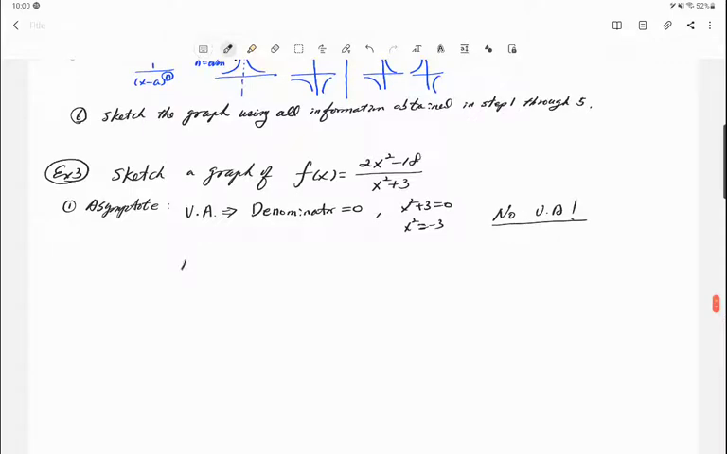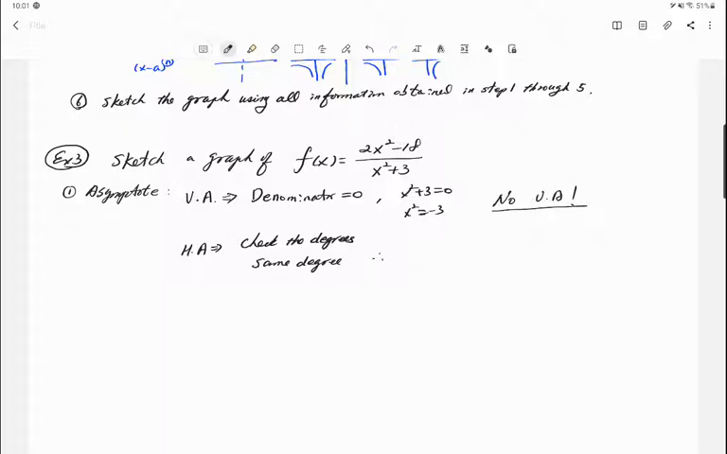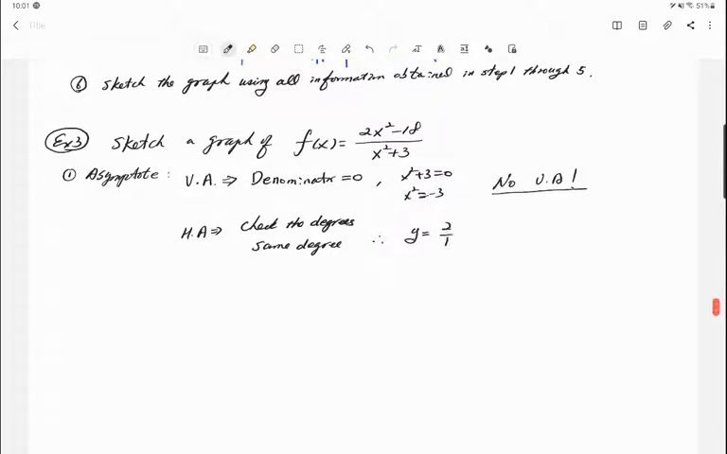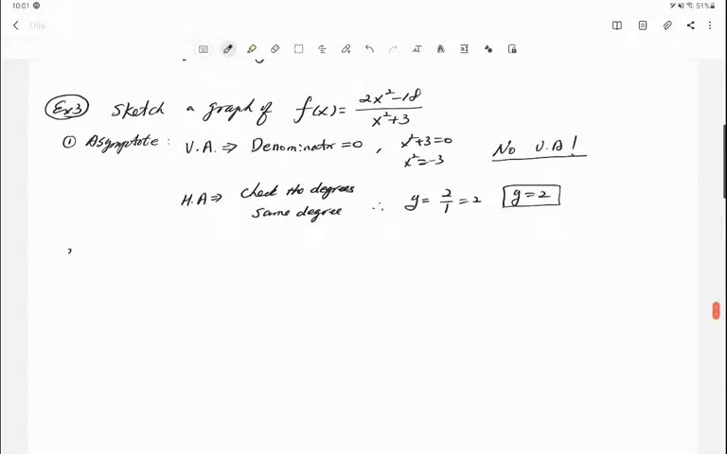Okay, how about the horizontal asymptote? Compare the degrees. The degrees are the same, right? So what is the horizontal asymptote? Y equals the leading coefficient ratio, 2 over 1, which is 2. So y equals 2 is the horizontal asymptote. All right? Okay, now number 2.